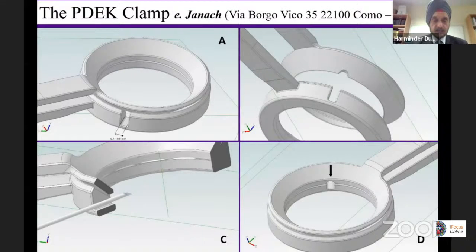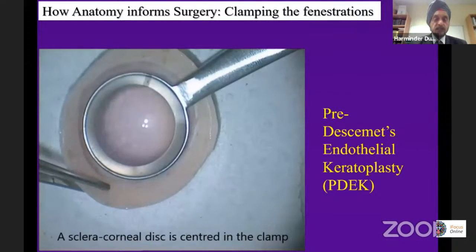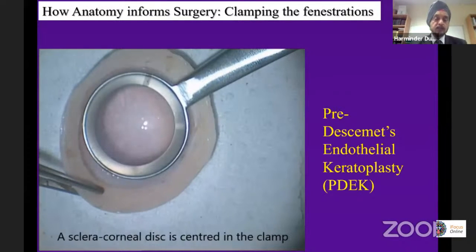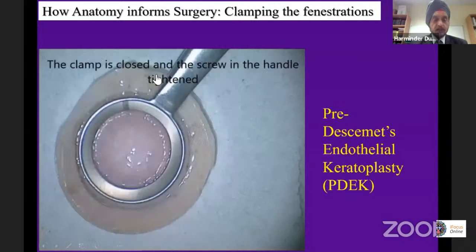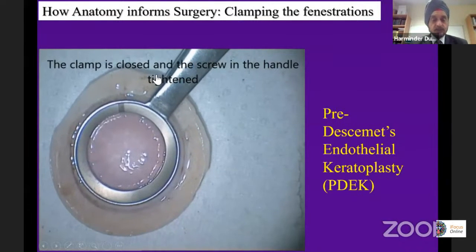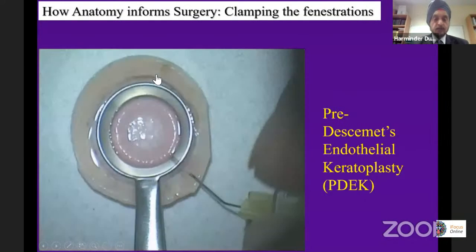So we designed this clamp with a side hole to inject the air. And here's an example of that. You can see in an eye bank eye, and this mark tells you where the hole is. Centration is important. Clamp it down, because that's the part you're not going to use. The bubble doesn't go in that flat area, if you remember. And you inject the air.